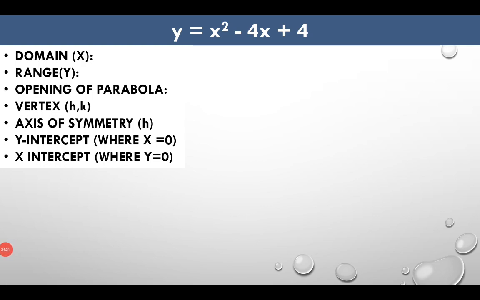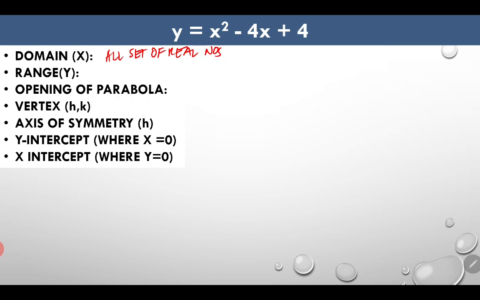Another example of a quadratic function, y is equal to x squared minus 4x plus 4. So this time, the given quadratic function is in standard form. Okay? So domain, again, this domain is all set of real numbers.